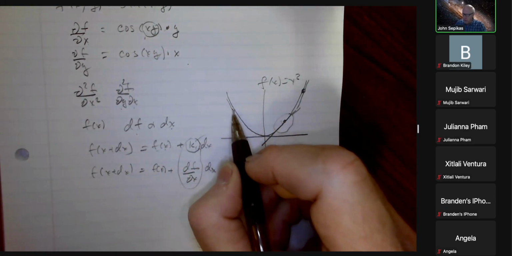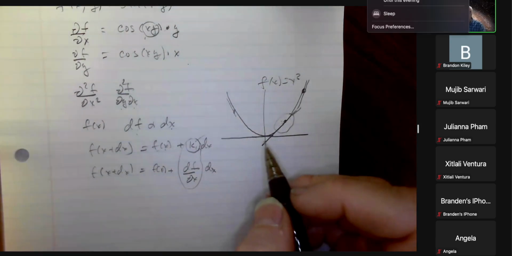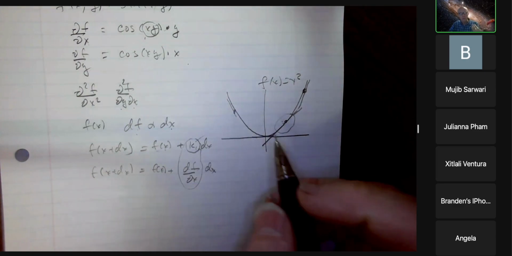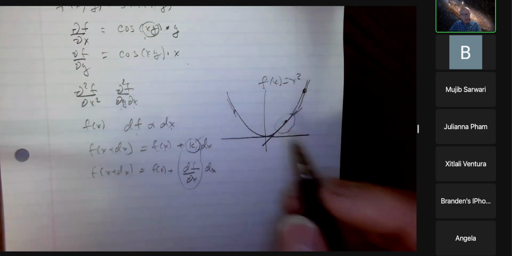If I pick the point here, it's going to be negative, and of course here it's 0. You know, if the derivative of a function is 0, it means you had a local minimum or a local maximum. Okay, so kind of keep that in mind.